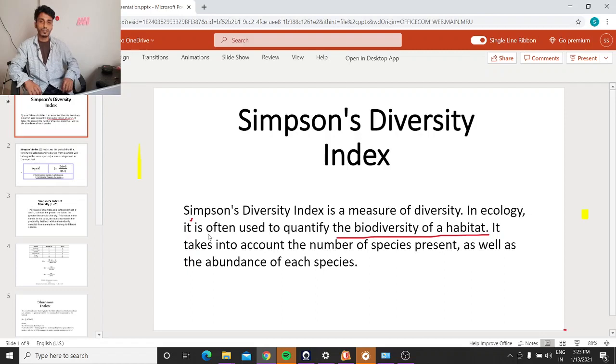Now there are two a bit confusing terms in case of Simpson's biodiversity index. One is Simpson's index and another is Simpson's index of diversity. Simpson's index is denoted by capital D and Simpson's index of diversity is denoted by 1 minus capital D. Now let's see what is Simpson's index.